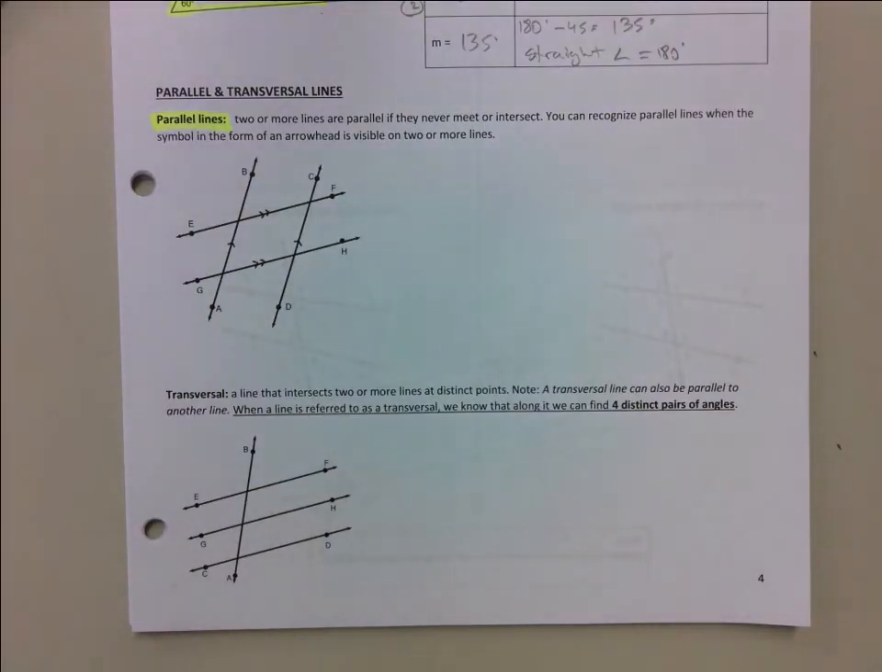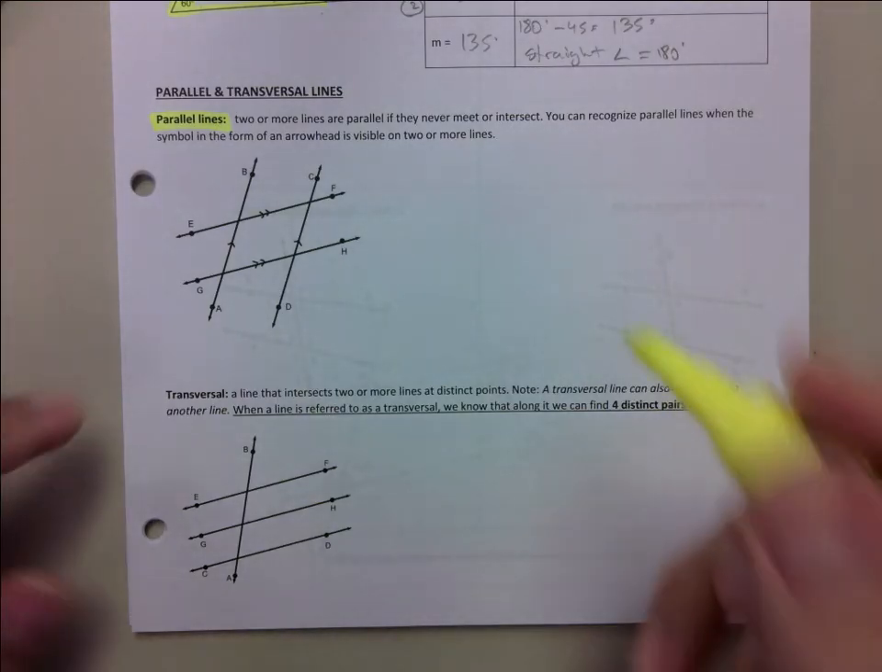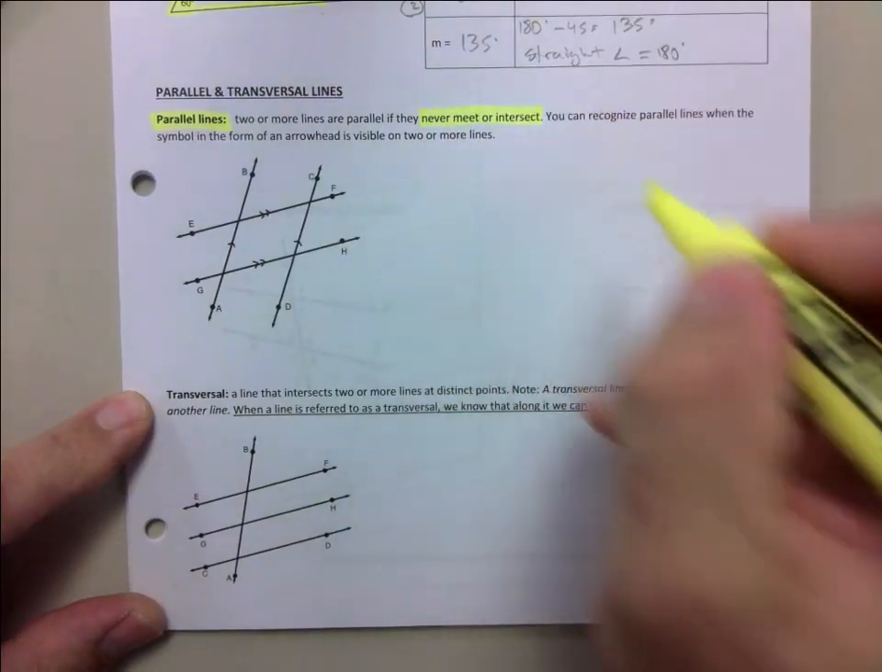What's the tragedy about parallel lines, guys? The tragedy is they have so much in common, but they'll never meet. That's the joke for today. They have so much in common, right? They have the same angles, everything, but they will never meet. Okay, they never meet or intersect.